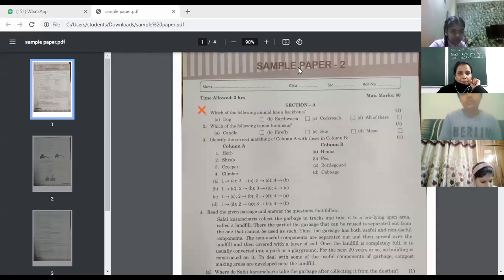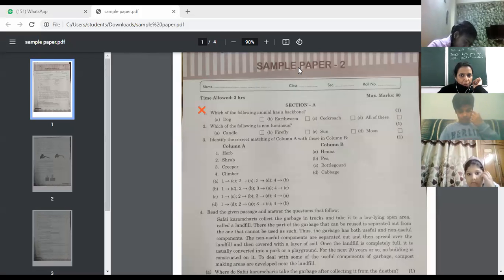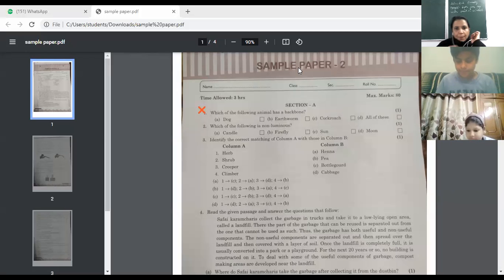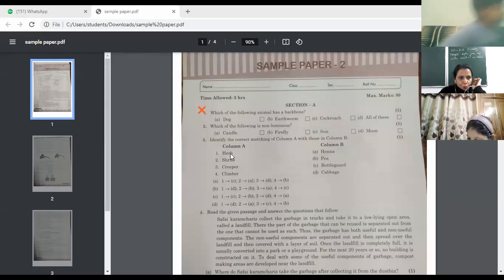After completing sample paper 1, we'll continue with sample paper 2. Again, many questions, MCQs, short answer questions and long answer questions are included in this sample paper. In section A, the first question is omitted, as it is not from the syllabus which is coming in the exams. Let's continue with the second question.